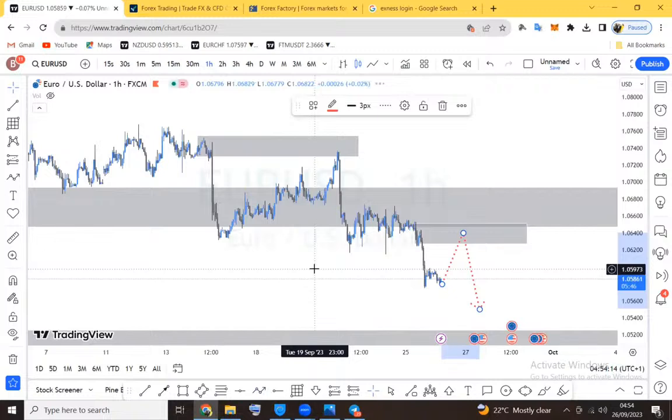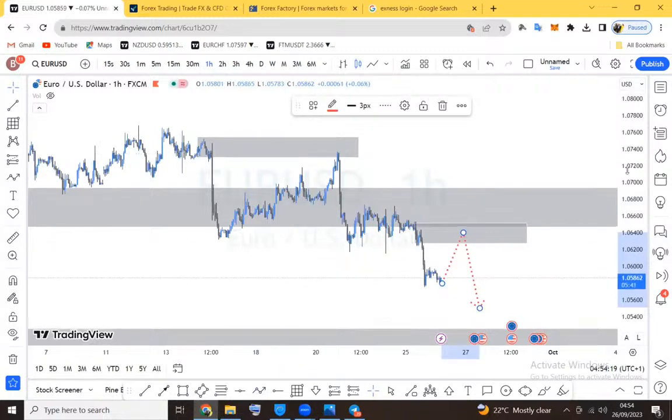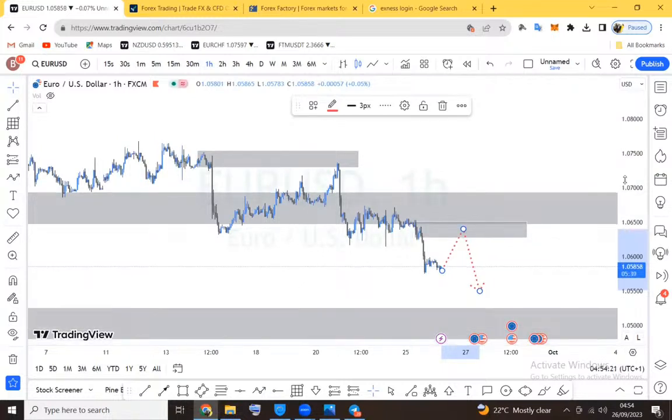So if you are trading Euro USD today, please make sure that you take that into consideration and reduce your lot. Make sure that your risk is well managed.